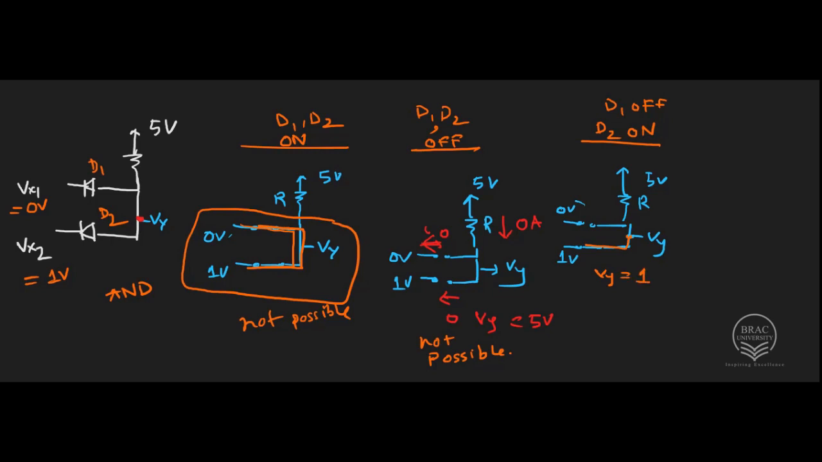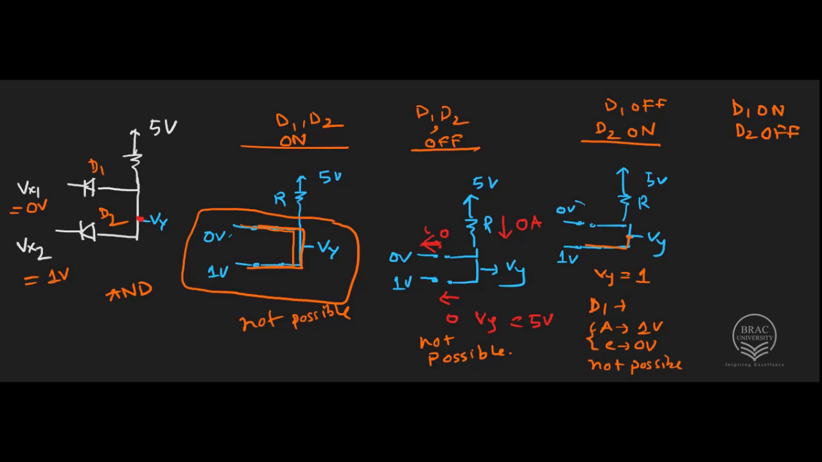Now if Vy is equal to 1 volt, then for diode D1, I can say that the anode voltage Vy is equal to 1 volt. This is the anode voltage. Then for diode D1, the anode voltage is 1 volt and the cathode voltage is 0 volt. So anode voltage is higher than cathode voltage, but I am assuming D1 is off. So this is again not possible. So this leaves us with the last case, that is D1 is on and D2 is off.